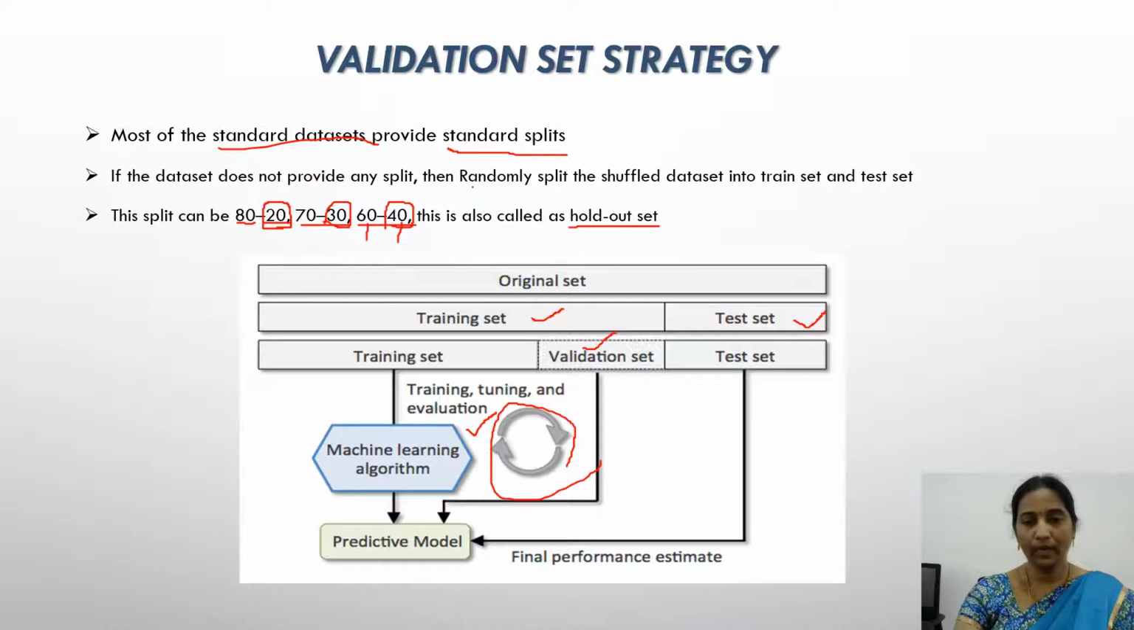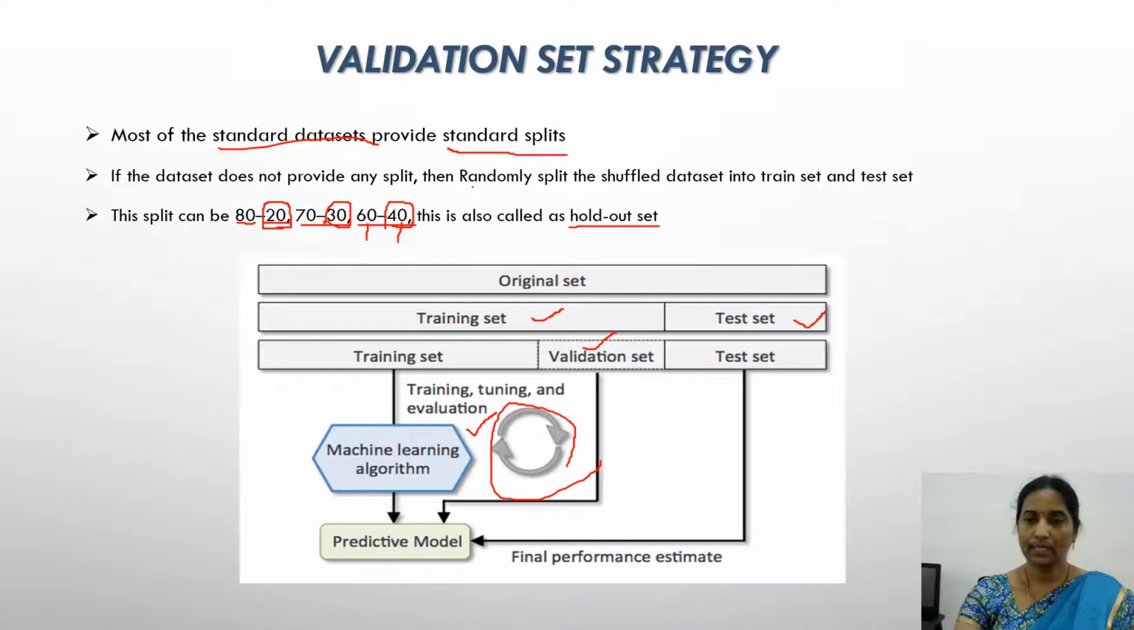Once we get a model with a reasonable accuracy on the validation set, then we test the performance of the model on the test set, and that becomes the performance of our model, and we report it on the test set. So this is how we use the reserved portion of the data set to validate our model. So this is how we do it in the validation set strategy case.